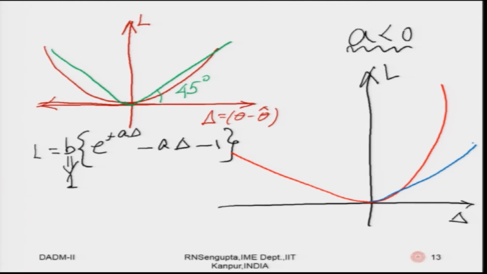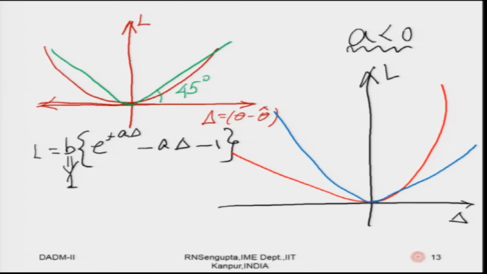And if you consider the second quadrant, in that case you will basically have minus of minus A delta, so it becomes positive. So, on the left hand side, which is the second quadrant, the exponential term will dominate the linear part. So, you will basically have underestimation being more penalized than overestimation.